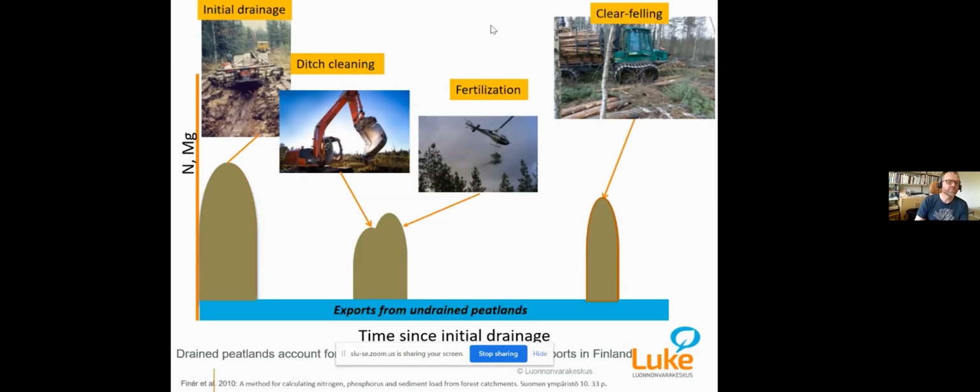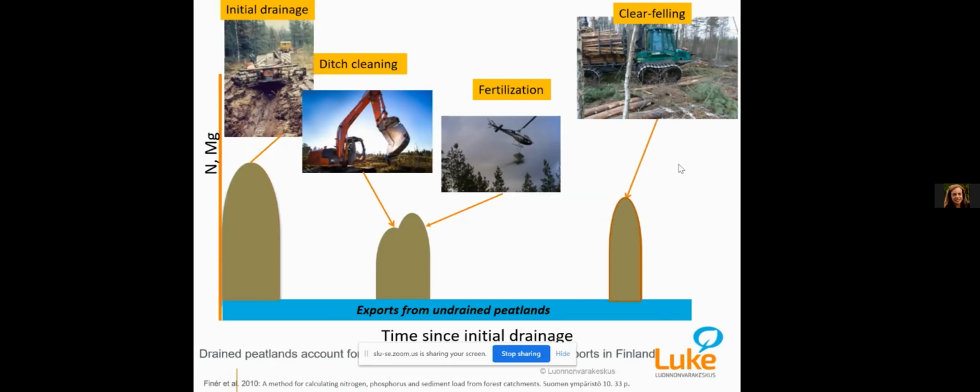The concept was such that we thought that although these different forest operations like this initial drainage increase nutrient exports, they always return back to the same levels as in undrained peatlands in a relatively short time period, like 10 to 20 years. So that if there is only initial drainage, then after 20, 30 years, the exports from drained peatlands should be similar as from undrained peatlands. And when we estimated nutrient exports based on this concept, it was concluded that drained peatlands account for only about 1 to 3% of all human-induced exports in Finland.